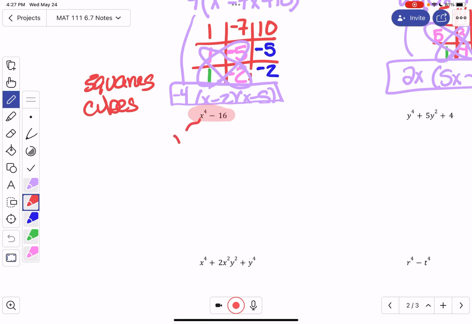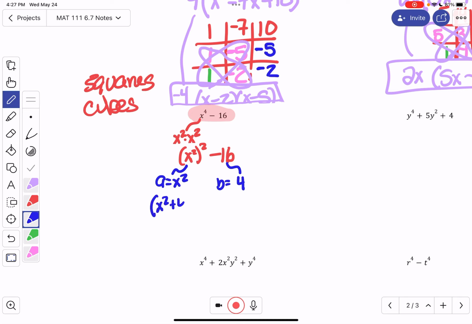X to the 4th could be x squared times x squared. If I put those together, that's 2 x's, that makes 4. So x to the 4th can be rewritten as x squared squared. So we can do the difference of squares with that. We can say the square root of this side would make x squared. The square root of this side would make 4. And then I can write x squared plus 4, x squared minus 4.